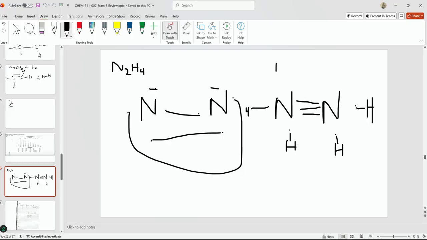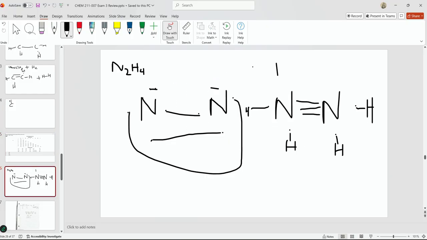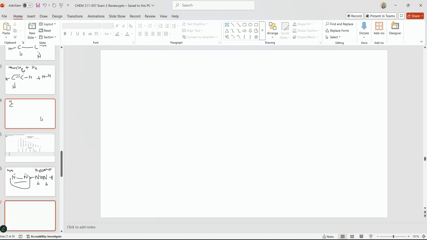Okay. So was this the reactant or product? Okay, it was a reactant, right? Cool. So this is H. You guys have this, right? Okay, I'm going to create one more.